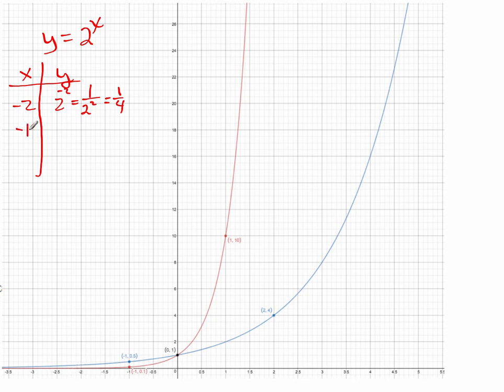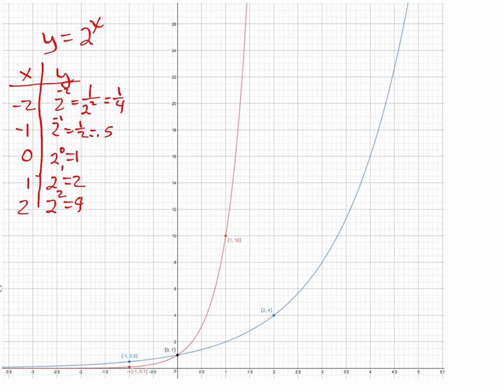When x is negative 1, y is 2 to the negative 1, or 1/2, 0.5. And I was able to graph that point right there. Right there. When x is 0, y is 2 to the 0, which is 1. When x is 1, y is 2 to the first power, or 2. When x is 2, y is 2 squared, or 4. So you see here I've graphed this y is 2 to the x, and in this example it's blue.